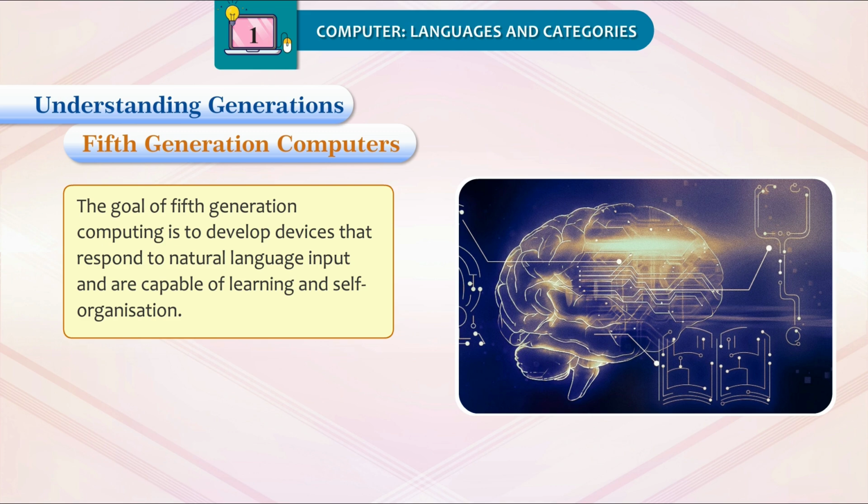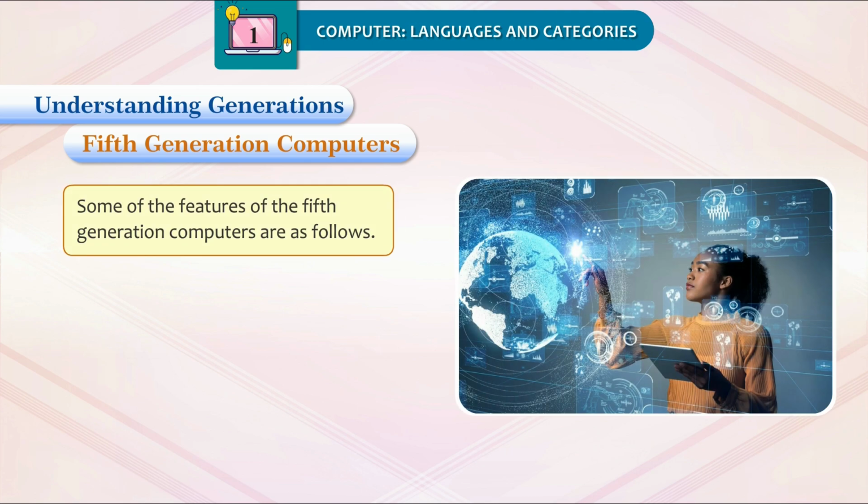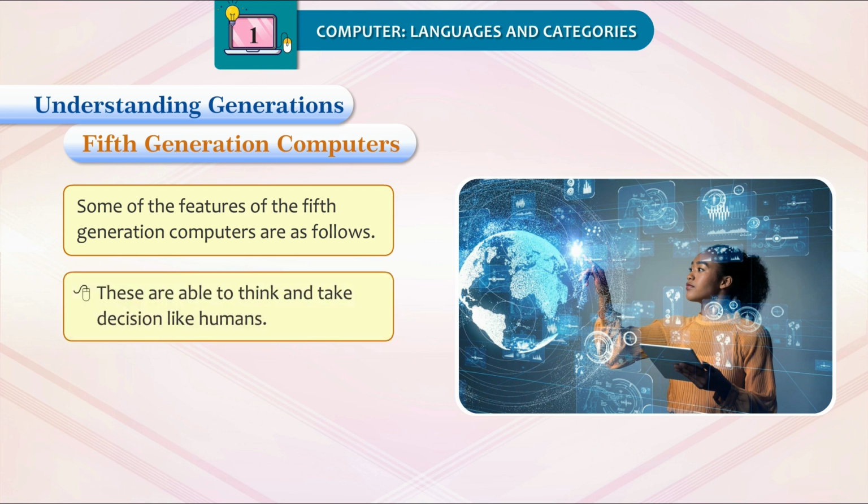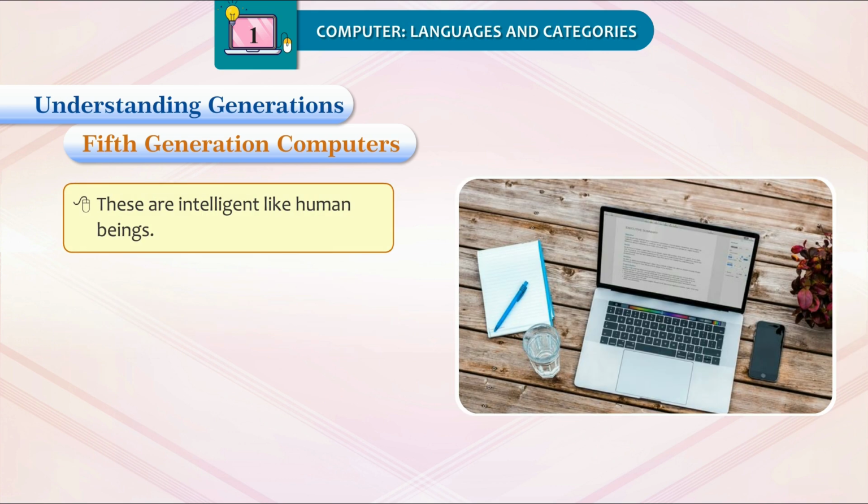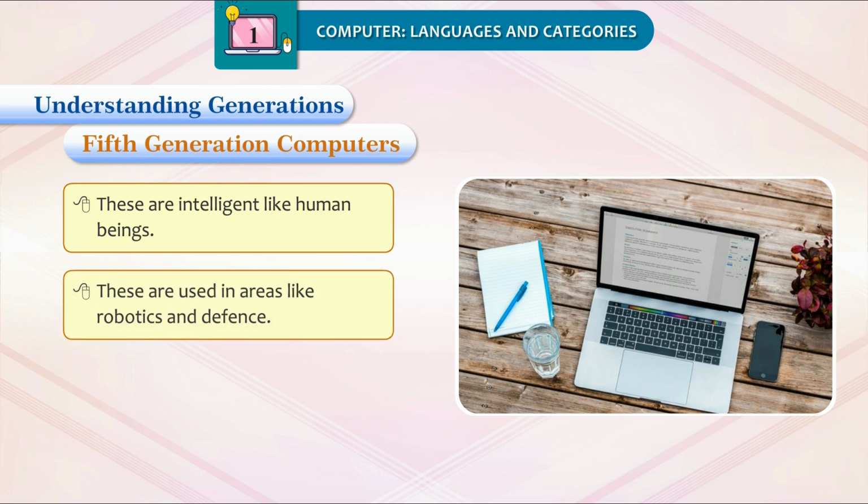The goal of fifth generation computing is to develop devices that respond to natural language input and are capable of learning and self-organization. Some of the features of the fifth generation computers are as follows. These are able to think and take decisions like humans. These are intelligent like human beings. These are used in areas like robotics and defense.